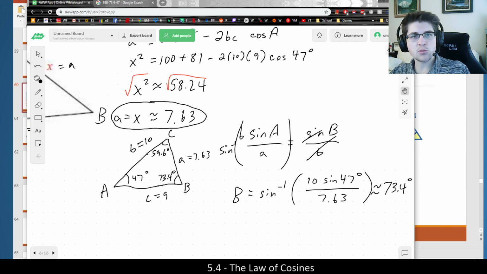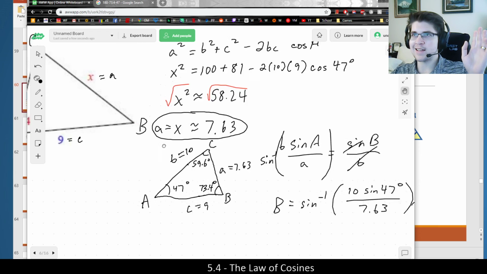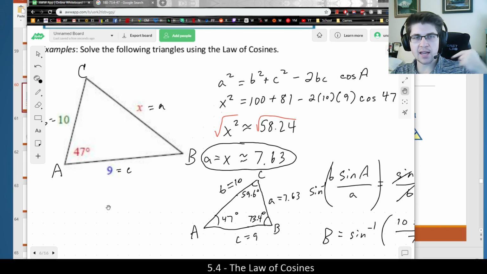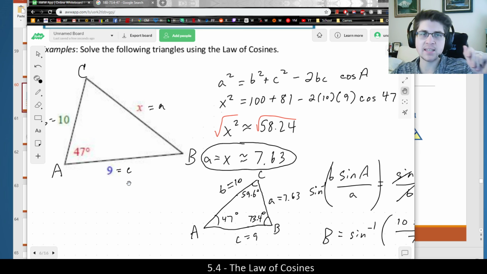In the next video, we will do one more. This one we referred to as a side angle side example. In the next one, we'll do a side angle side example, which is the same kind of idea, but there's a little bit of different math for how we solve the law of cosines to begin with.